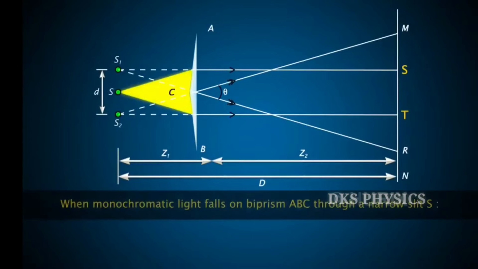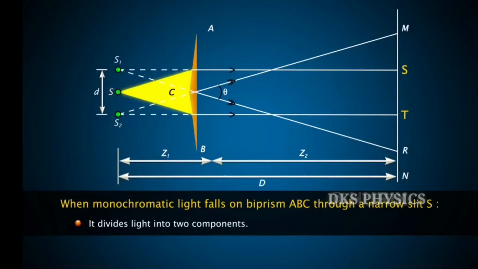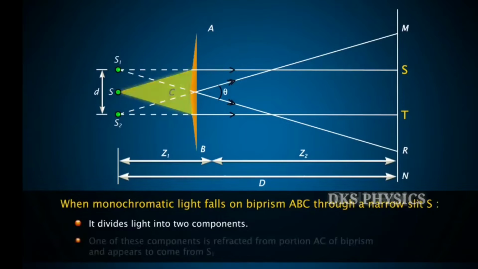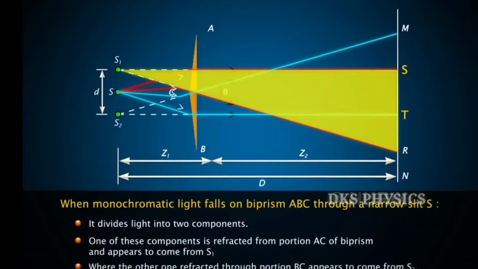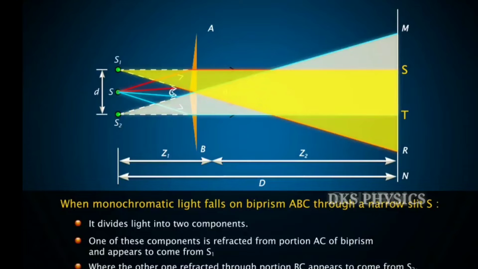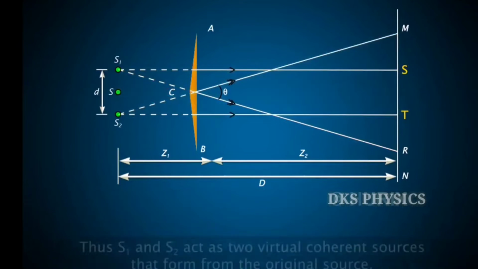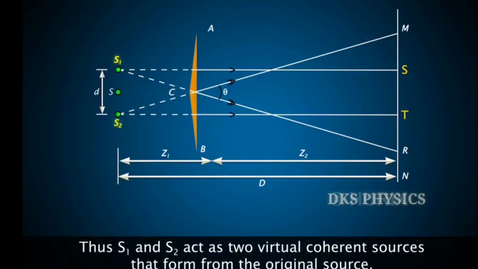When monochromatic light falls on biprism ABC through a narrow slit S, it divides the light into two components. One of these components is refracted from portion AC of biprism and appears to come from S1, whereas the other one refracted through portion BC appears to come from S2. Thus, S1 and S2 act as two virtual coherent sources that form from the original source.